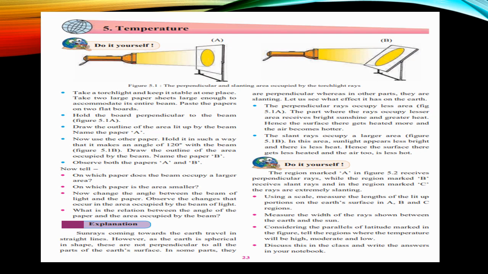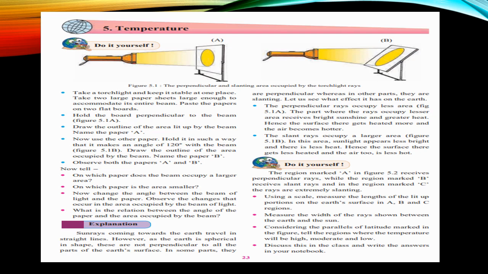Now see, sun rays coming towards the earth travel in straight lines. We all know that. However, as the earth is spherical in shape, these rays are not perpendicular to all parts of the earth's surface. In some parts they are perpendicular, whereas in other parts they are slanting. Let us see what effect it has on the earth. When we see a globe, you can take an example of a globe also and put a torchlight over there. Some places are in a perpendicular position, some are in a slanting position. We already know that.